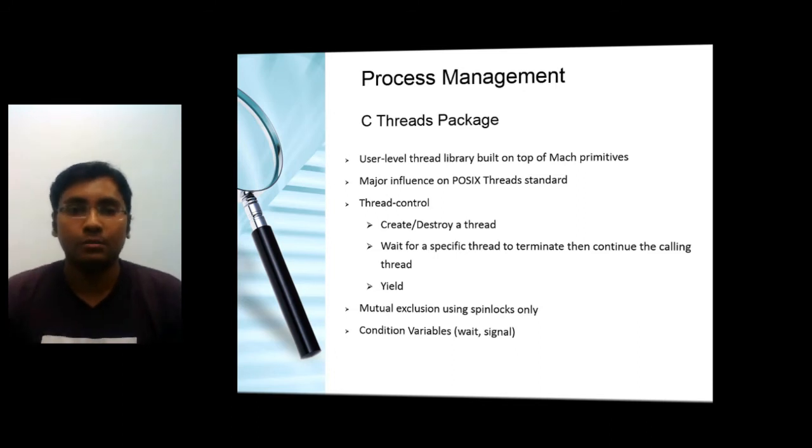In process management, there is the C thread package, which is a user level thread library built on top of Mach primitives. There is a major influence of the POSIX thread standard, and in thread control, it creates and destroys threads. It also waits for a specific thread to terminate, then continues the calling thread. There is mutual exclusion using spin locks only, and also a condition variable.